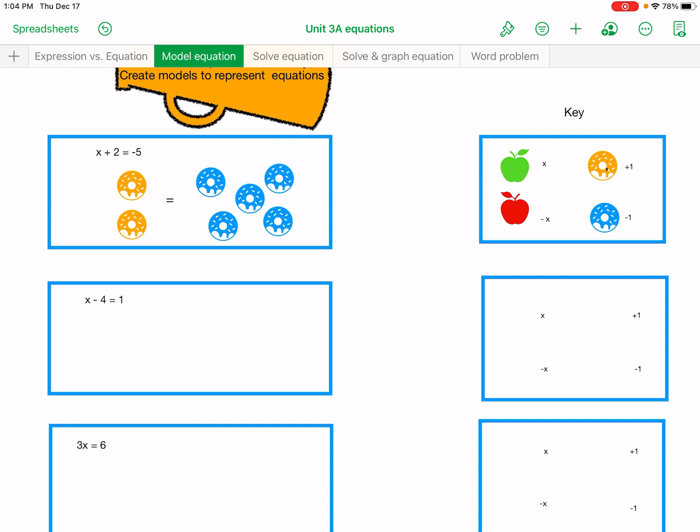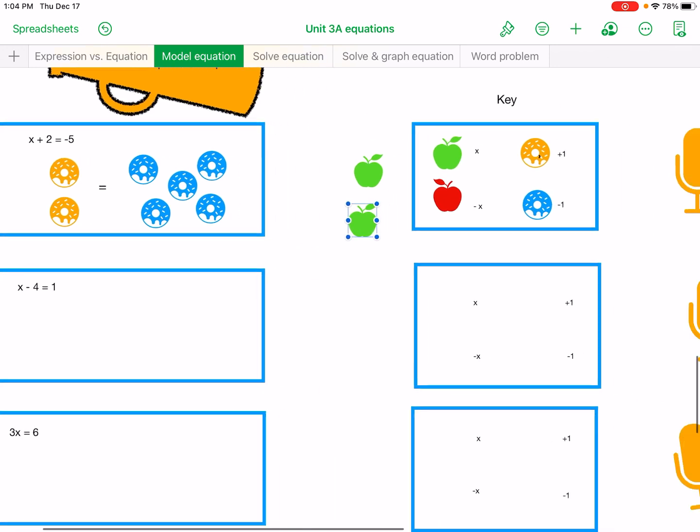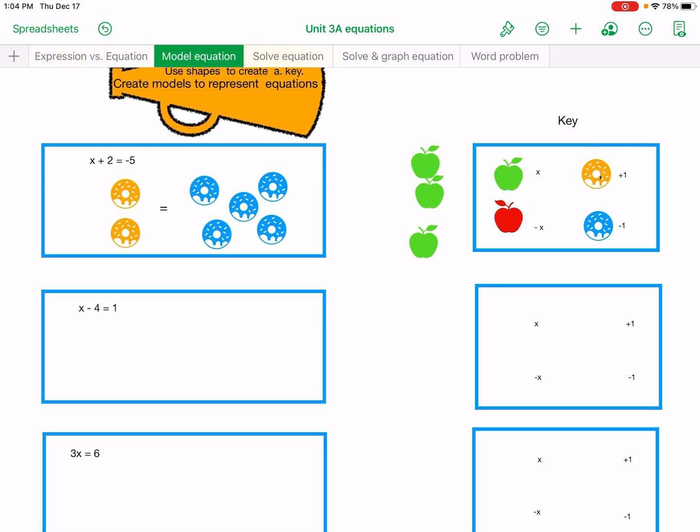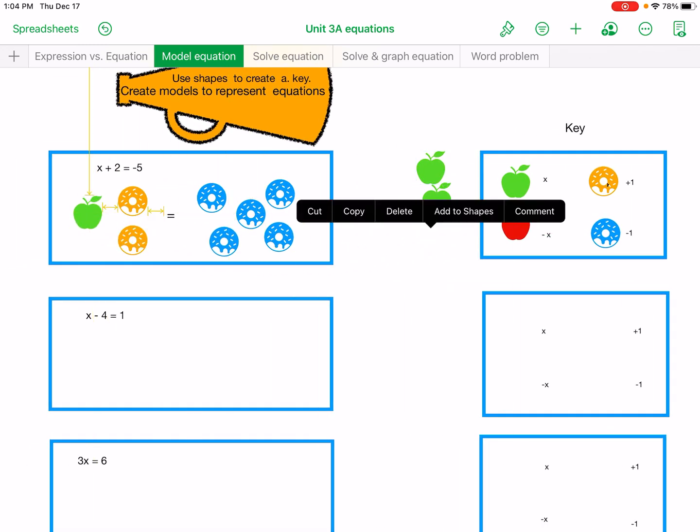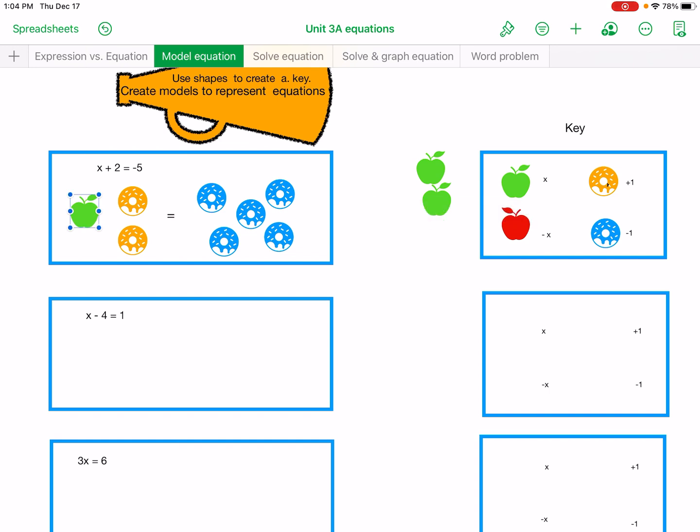So what you're going to do is you can clone these variables and units, or you can make your own. To clone, you hold down the Option key and then touch on my green apple or whichever one of these you want. Hold down the Option key and then it will just let you recreate it. So again, select the item or the image that you want, hold down the Option key, and you can just keep duplicating. Okay, so I'm going to move my green apple over here. So that's my positive x plus 2 is equal to negative 5. I am going to clone the images here.